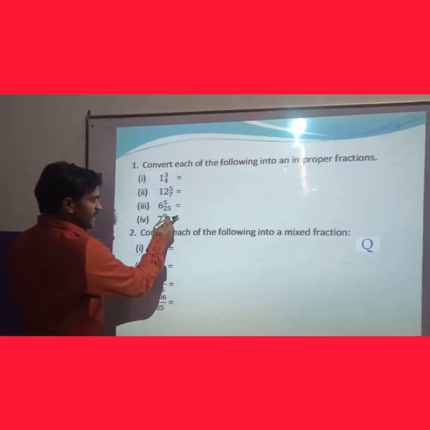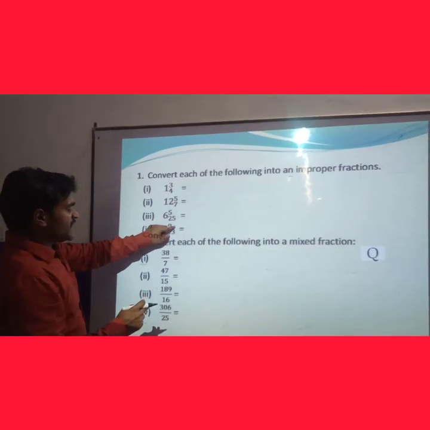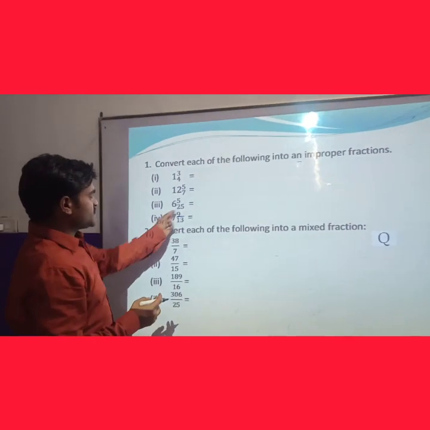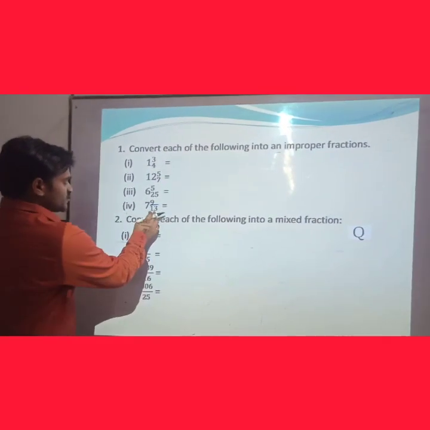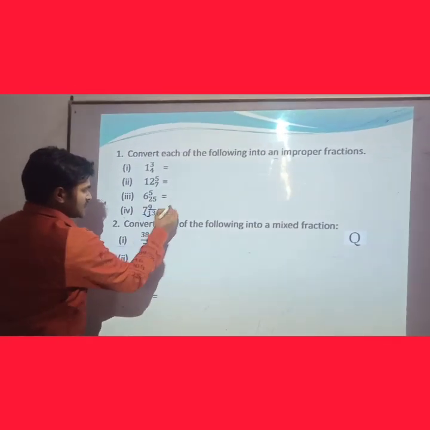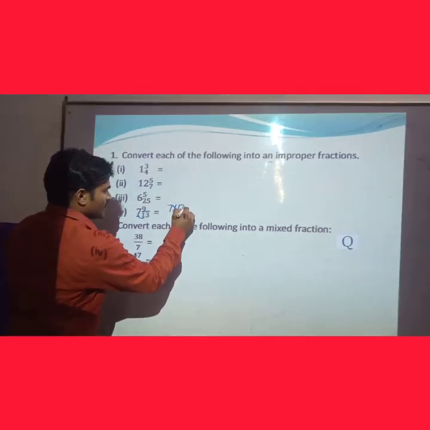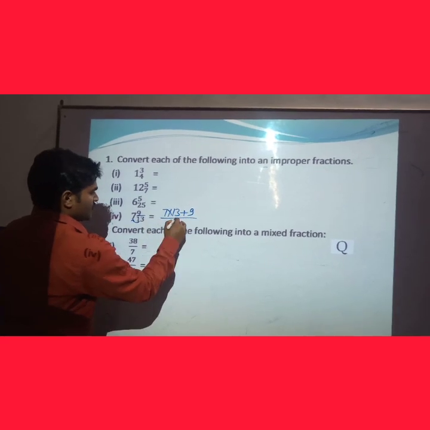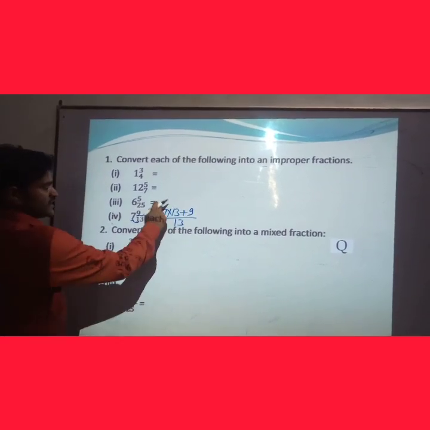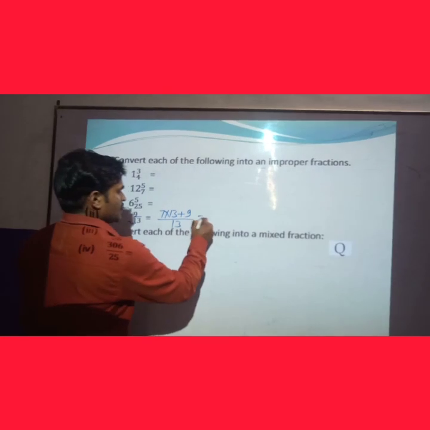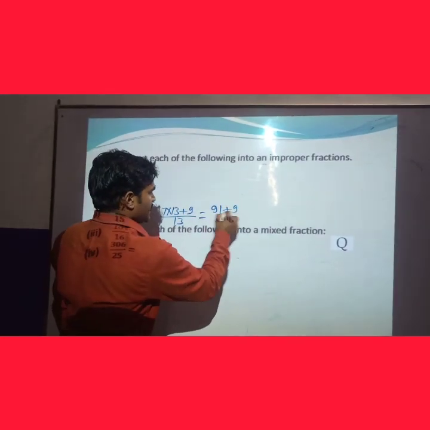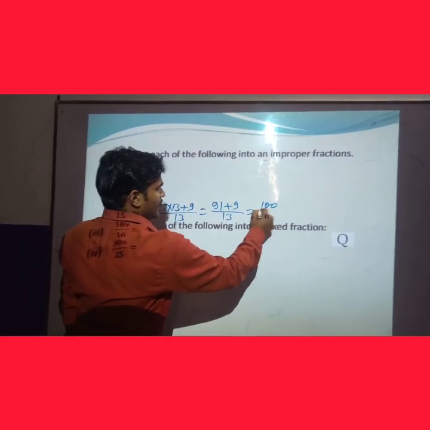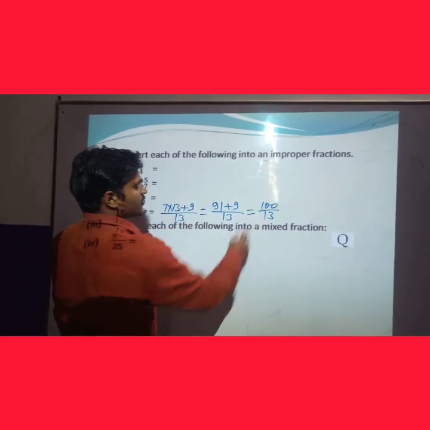Now 7 complete 9/13. Here 7 is the natural number and 9/13 is a proper fraction. So how do we convert this mixed fraction into an improper fraction? First we multiply 13 with 7. So 7 multiplied by 13 and add the numerator, that is 9, upon the denominator 13. 13 7s are 91, plus 9 upon 13. 91 plus 9 is 100. 100 upon 13. This is an improper fraction.